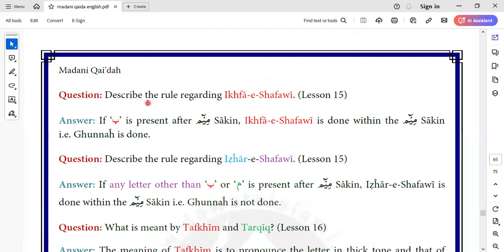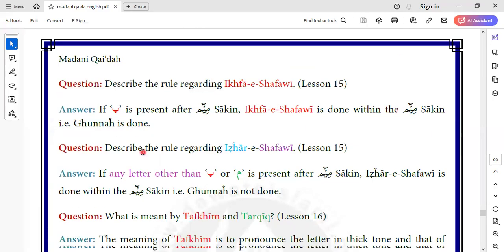Question. Describe the rule regarding ikhfa shafawi. Answer. If ba is present after meem sakin, ikhfa shafawi is done within the meem sakin, that is, gunna is done. Question. Describe the rule regarding izhar shafawi. Answer. If any letter other than ba or meem is present after meem sakin, izhar shafawi is done within the meem sakin, that is, gunna is not done.